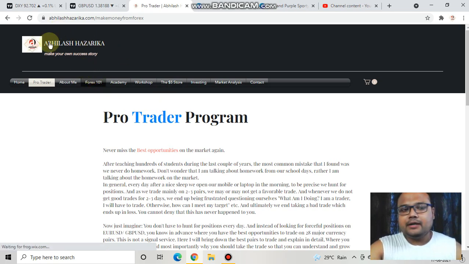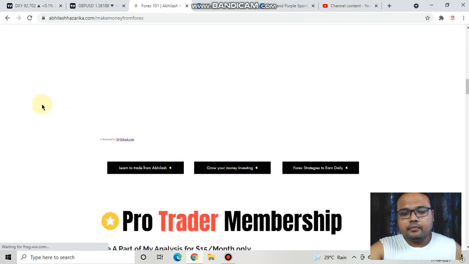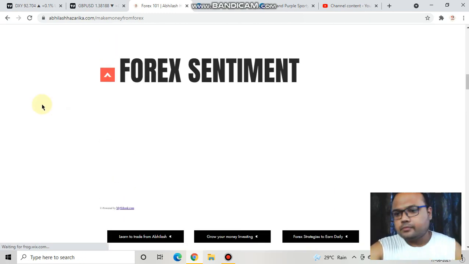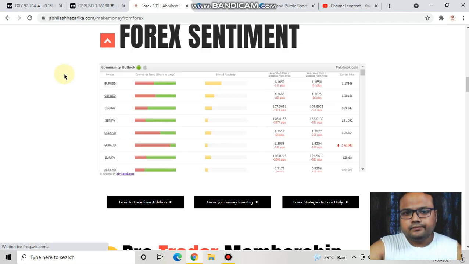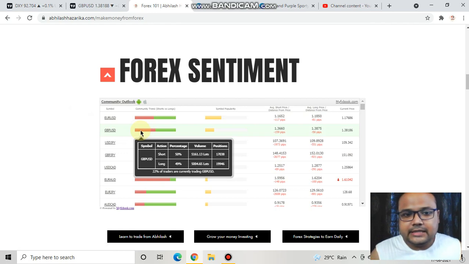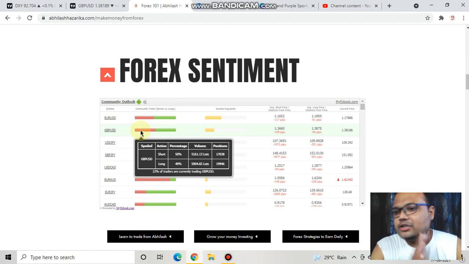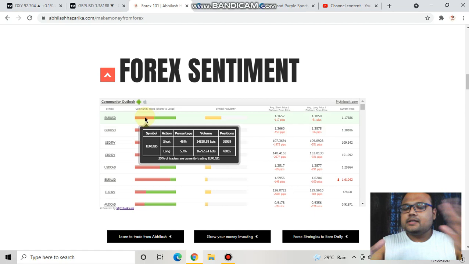Okay, and if we go to the Forex Sentiment meter here, you will find a Forex Sentiment meter on my website avilashhazarika.com under the Forex 101 section. It is taking time to load. Okay, see, this is the Forex Sentiment meter. You can see that 50% of retail traders have taken a short position and 49% have taken a long position. So retail traders are also quite confused right now about which direction the market will move. Just like in the case of EUR/USD, traders are in a dilemma whether the market will go up or down.